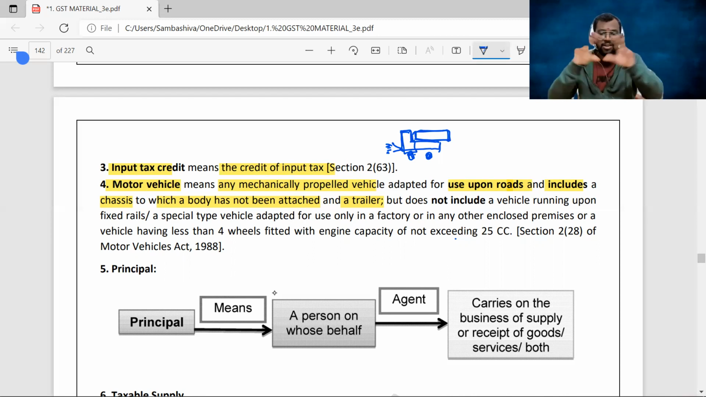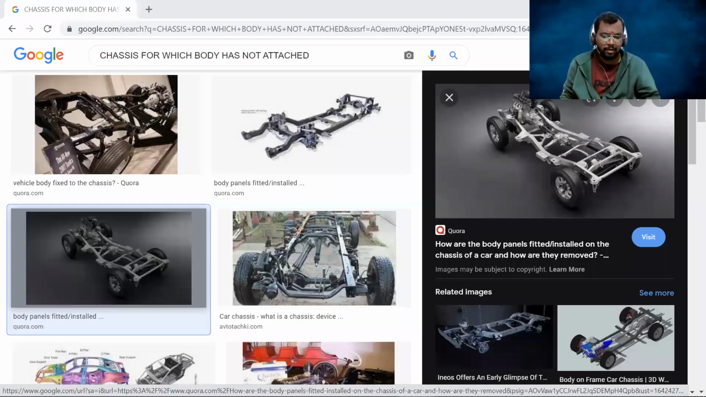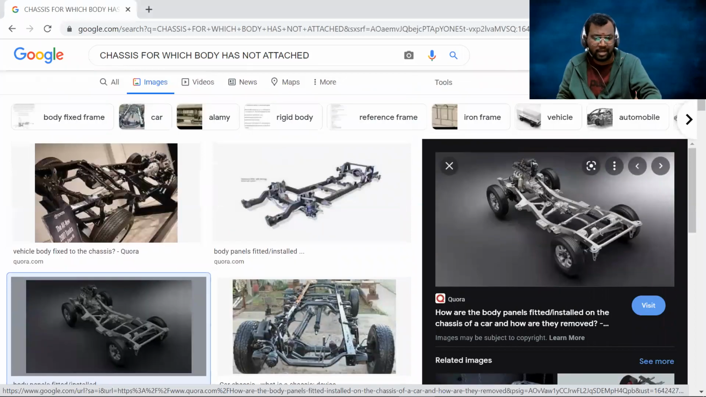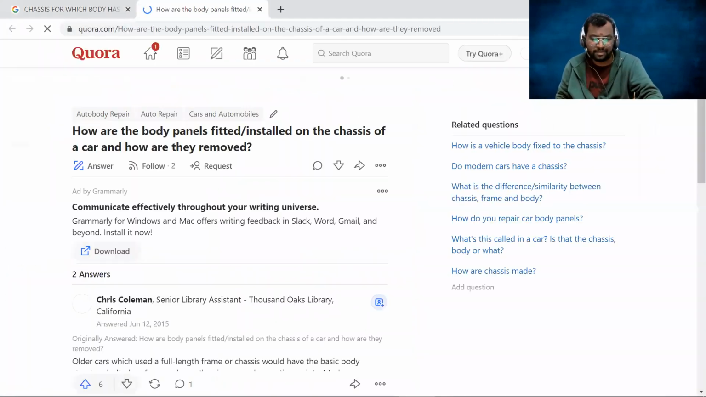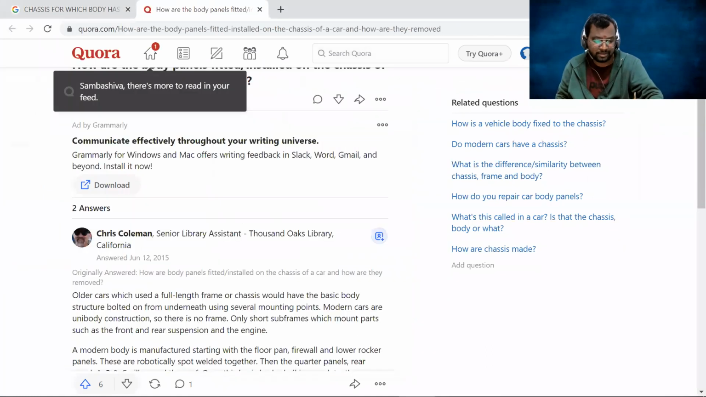So that is why even a chassis to which a body has not been attached should also be covered in the definition of motor vehicle. And it also includes a trailer. Okay, sir. Let me show you some images regarding the same. So this is what we call a chassis, right? So you can see here a chassis for which the body has not been attached.